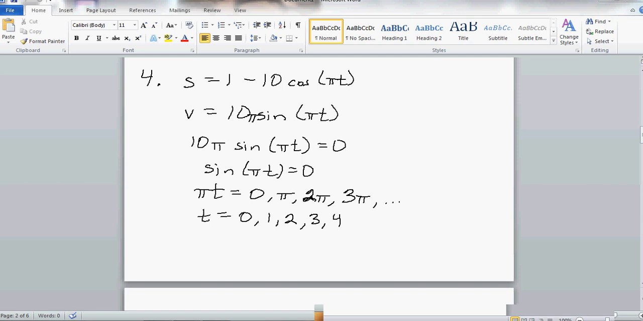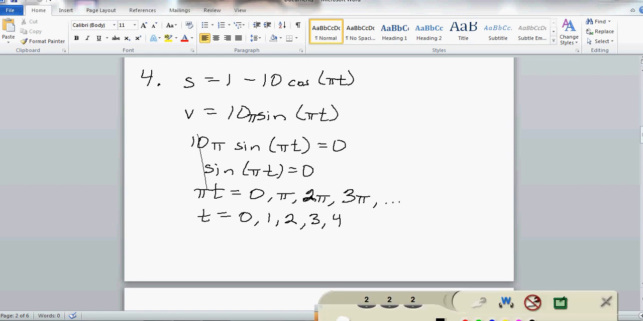When is the velocity the biggest? Ooh, major problem here. In order to find when the velocity is biggest, we have to take the derivative of velocity.